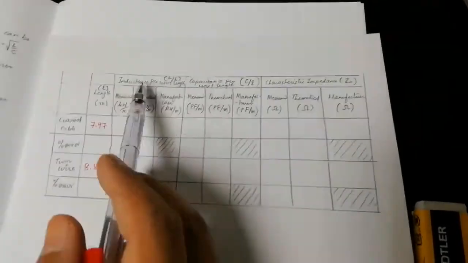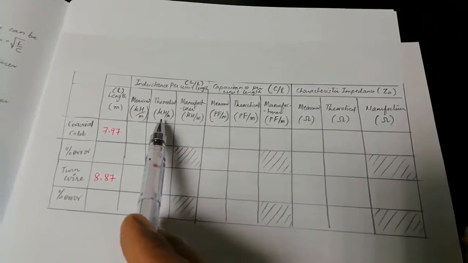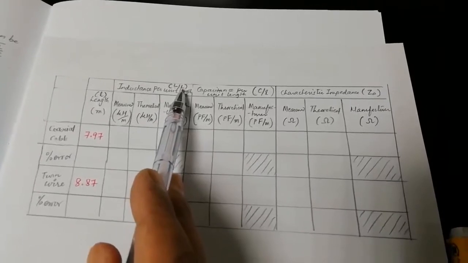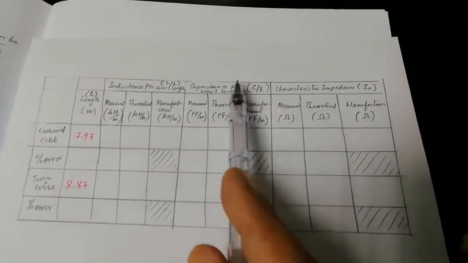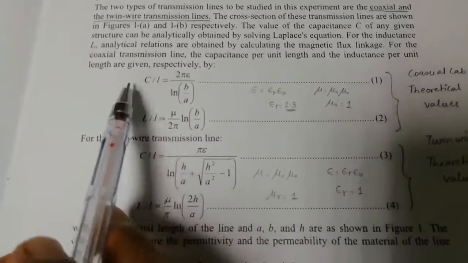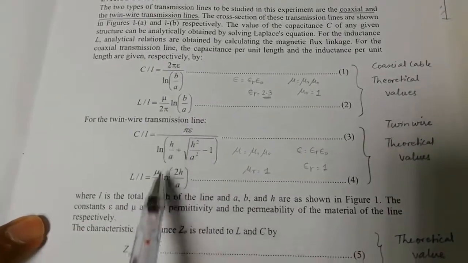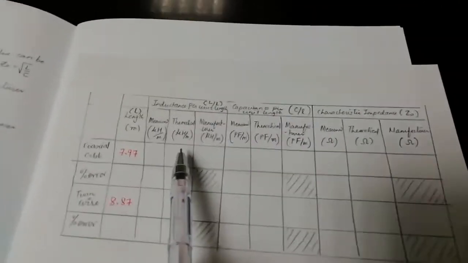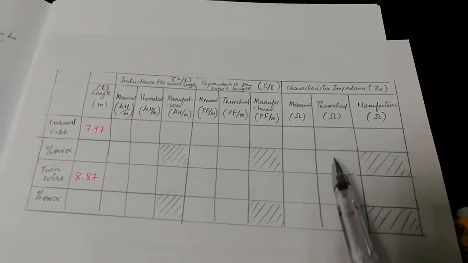So therefore, inductance we will measure theoretically per unit length. See, it is capital L over small l, and small l is your length. And here also, inductance per unit length, capacitance per unit length. So this is my length. So what you need to do here to find the C over l and L over l, you got the theoretical values. Now you just substitute here. These are the theoretical values, and here also theoretical values.